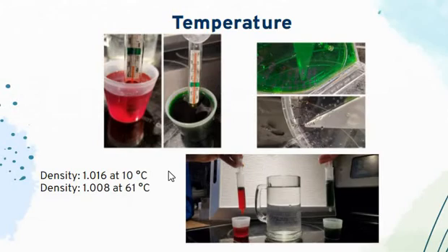The top left photo shows the thermometer reading in cold water at 10 degrees Celsius, the red, and the hot water at 61 degrees Celsius, the green. The second photo on the right shows the hydrometer readings. The clear water is the cold water. The density is 1.016 for cold and 1.008 for warm.